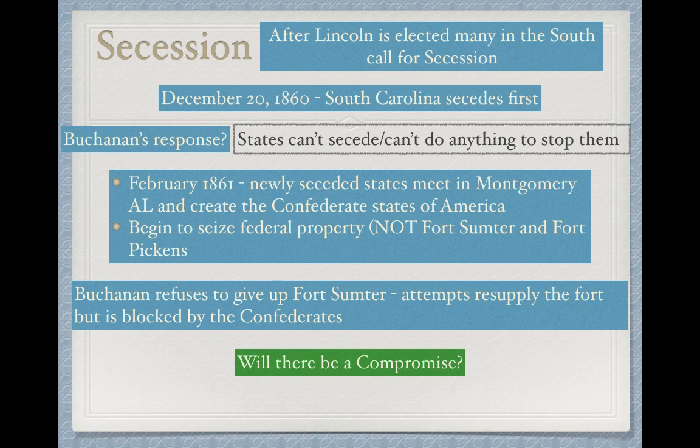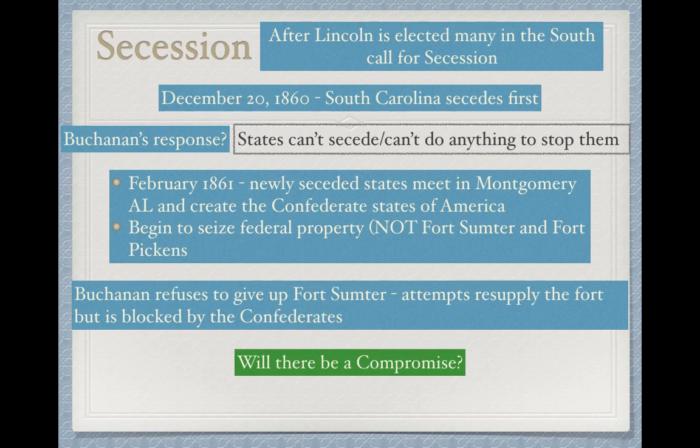All right, so let's start with secession. So Lincoln is going to be elected, and of course, that's like the immediate cause, right? After Lincoln is elected, many in the South call for secession. And they've tried that once before, with South Carolina leading the way, and South Carolina is going to be the one who leads the way this time as well.